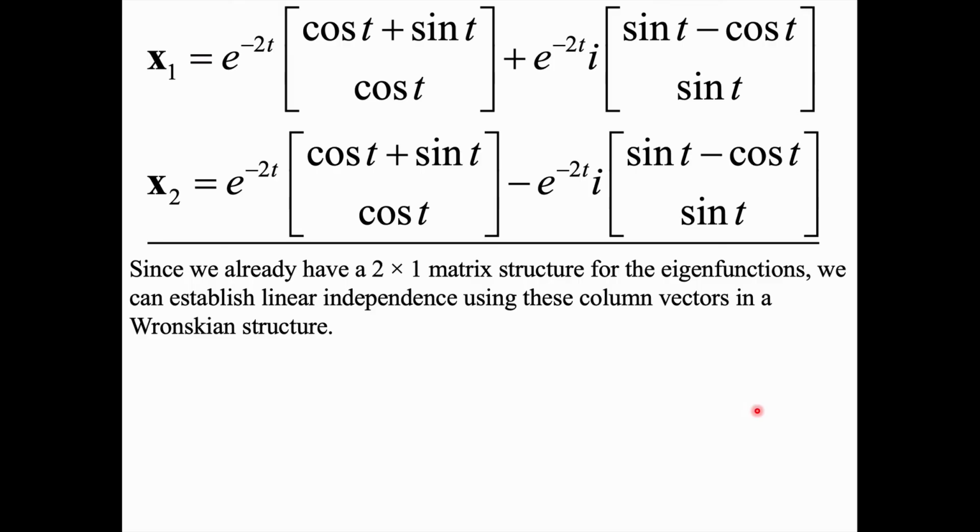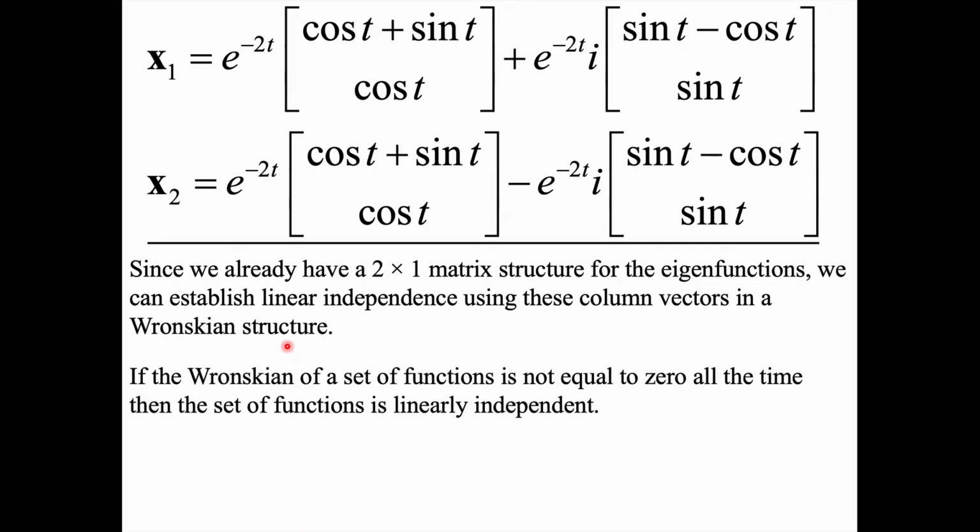Okay? Now, look at these functions. Whichever eigenvector you use, the column vectors that are involved have two rows of functions. We have a 2-by-1 matrix structure for each of the eigenfunctions. So we can establish linear independence by using these column vectors in a Wronskian structure. Remember, a Wronskian is just a linear system that you set up to determine what coefficients can be used to multiply the functions involved to get 0. If the only answer to that question is 0, then you have linearly independent functions.